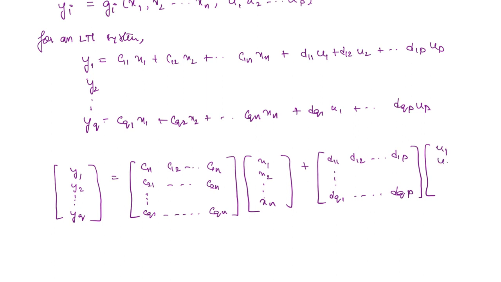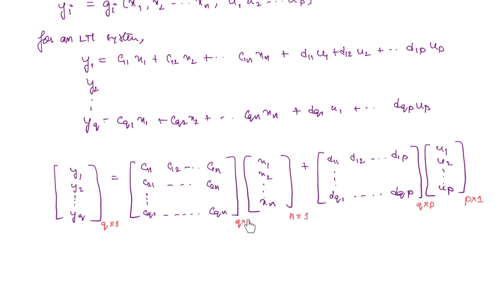Here you will have the inputs. You will have u1 till up. You can write down the order of each of the matrix here. This is going to be q number of rows into 1 number of column. Here you are going to have q number of rows into n number of columns, and this is n number of rows into 1 number of column. Here you have q number of rows into p number of columns. Here p number of rows into 1 number of column.